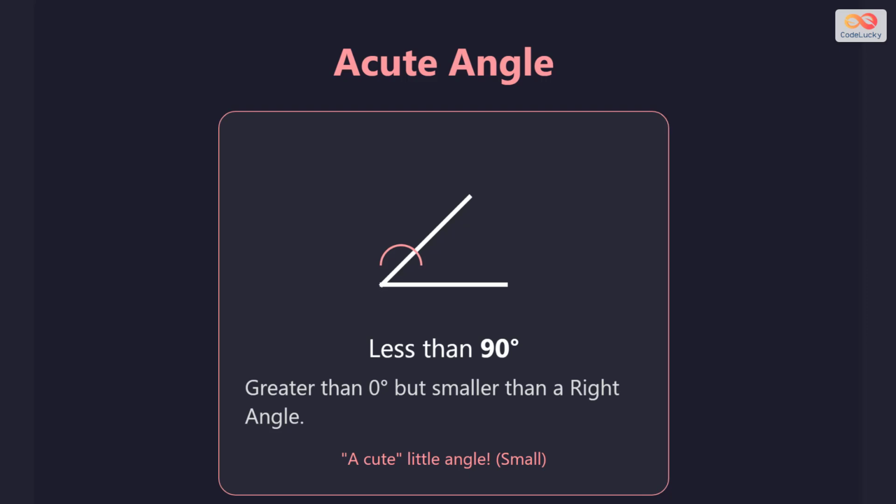Next, we have the acute angle. An acute angle is any angle that measures less than 90 degrees. It is smaller than a right angle. You can remember this by thinking of it as a cute little angle because it has a narrow opening.